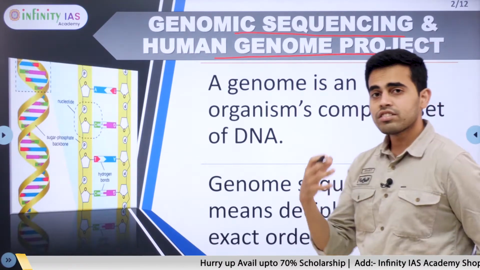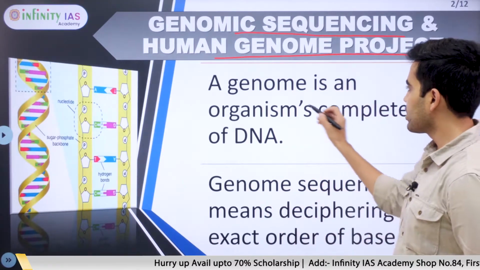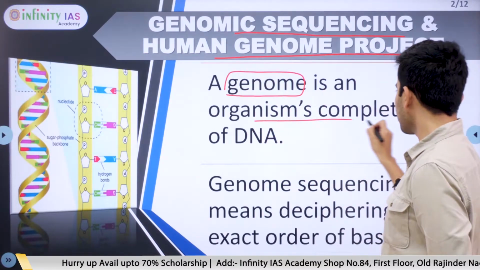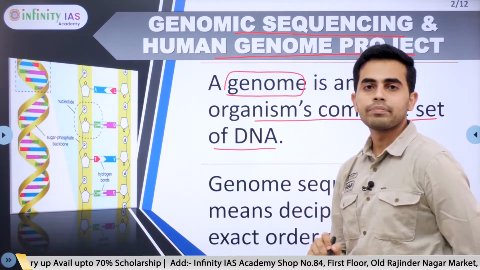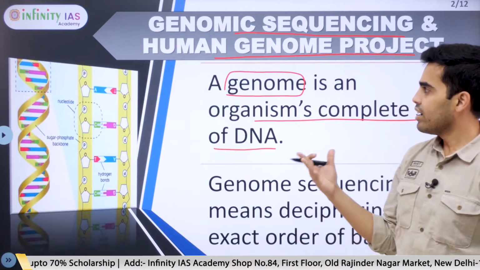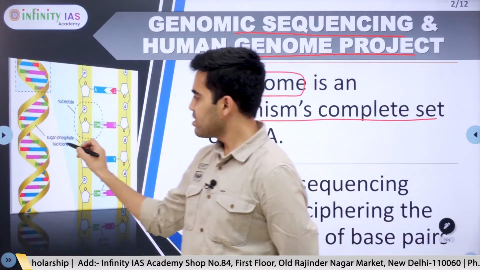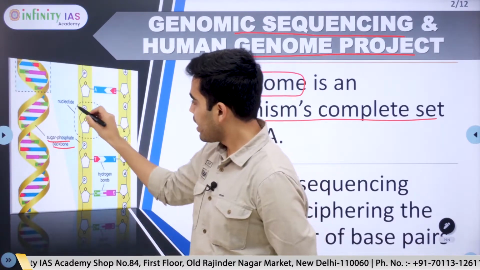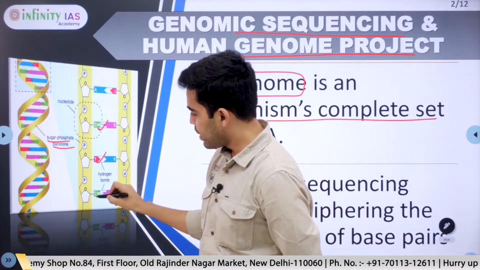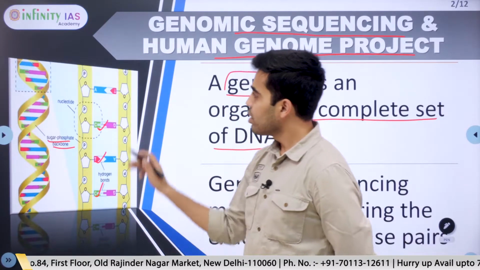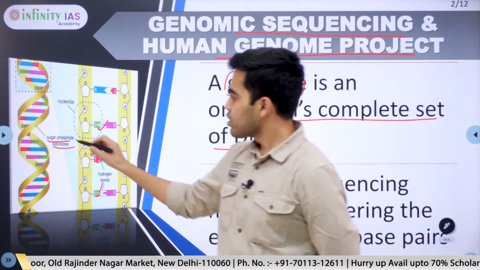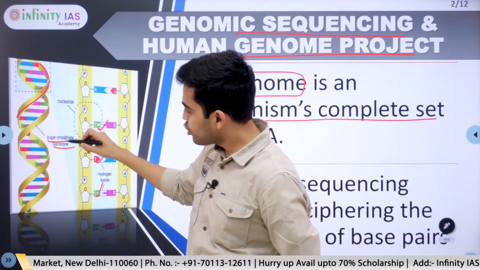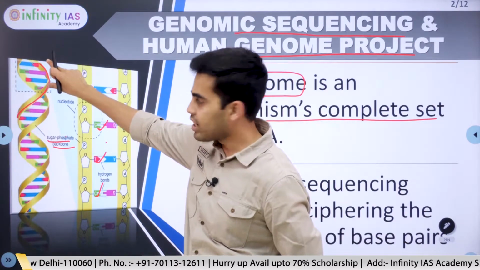Before looking into what is genomic sequencing, we need to understand what is a genome. A genome is an organism's complete set of DNA. So what is the DNA made up of? Here we can see DNA is made up of a sugar phosphate backbone and nitrogen bases. So this is the structure of the DNA. This yellow part here is constant. It is a sugar phosphate molecule that are connected.